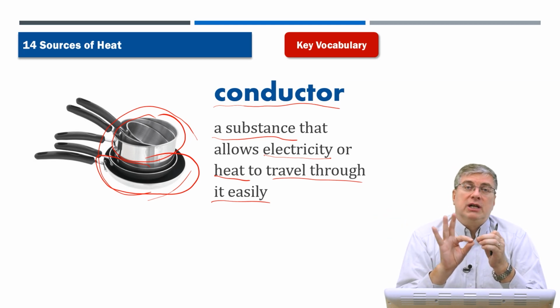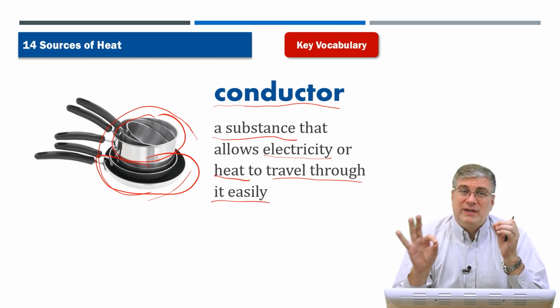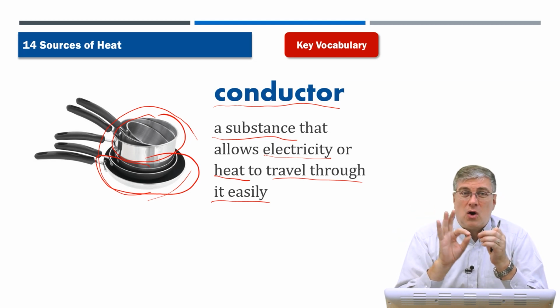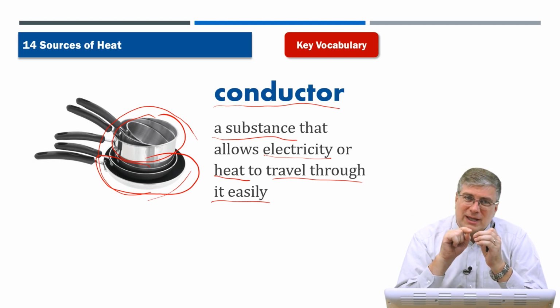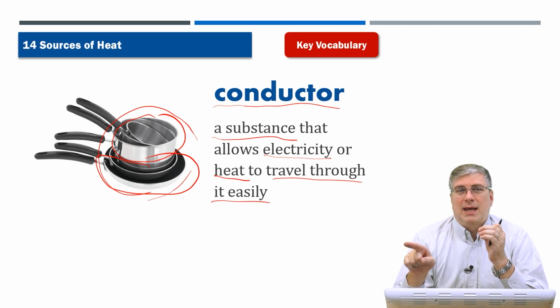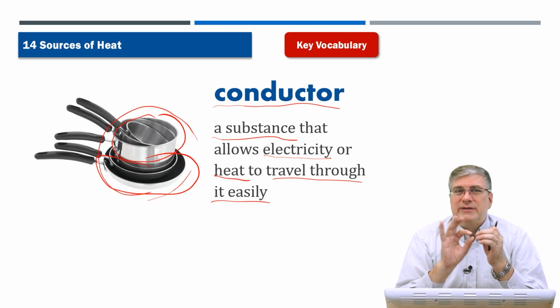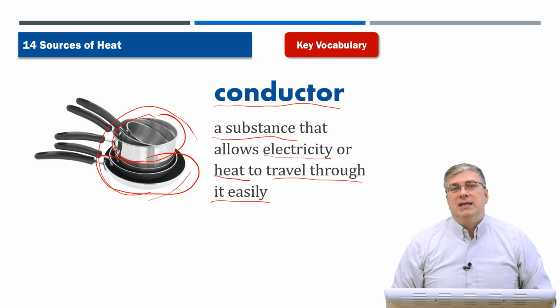Copper is a good conductor of electricity. So the wires in your home are made of copper. We talked about this in a previous lesson, because electricity can pass through copper very easily. Okay, so a substance that allows heat or electricity to pass through it is a conductor.